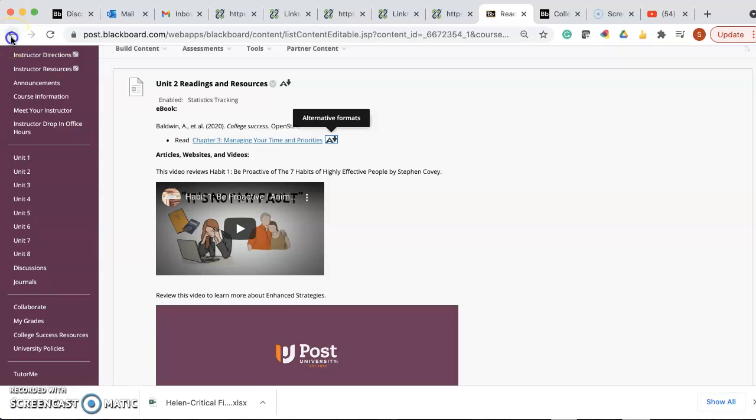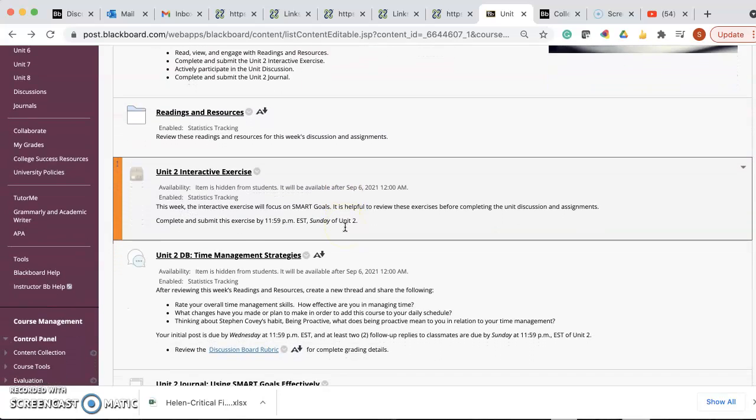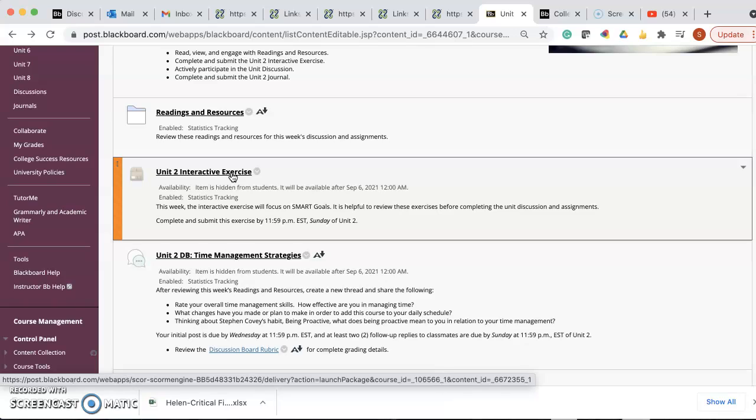I'm going to click the back button here and go back to our Unit 2 page. So we've already seen what's under Readings and Resources. Here under Unit 2, this link is the link to your interactive exercises.